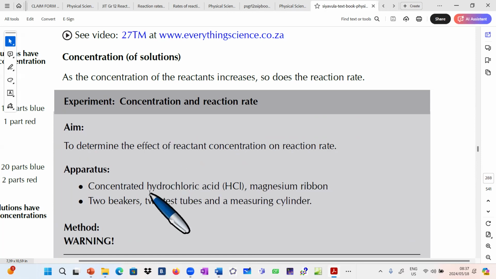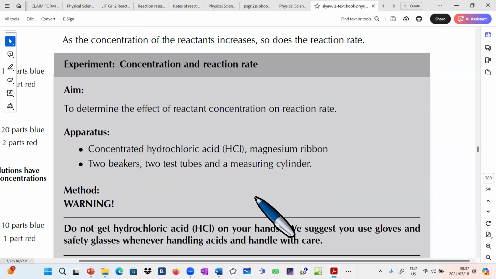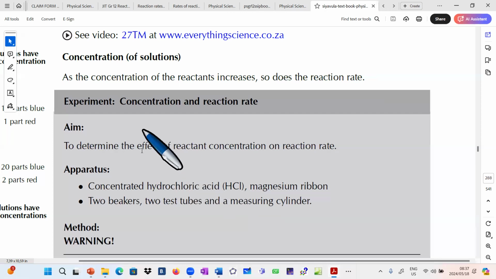At this point we combine, for instance, concentrated HCl and magnesium. If you take magnesium ribbon and put it in concentrated hydrochloric acid, then as the concentration of the reactants increases, so if you take HCl at a higher concentration and HCl at a low concentration, and in both test tubes you put magnesium ribbon, what happens? We understand that as the concentration of the reactants increases, so does the reaction rate.